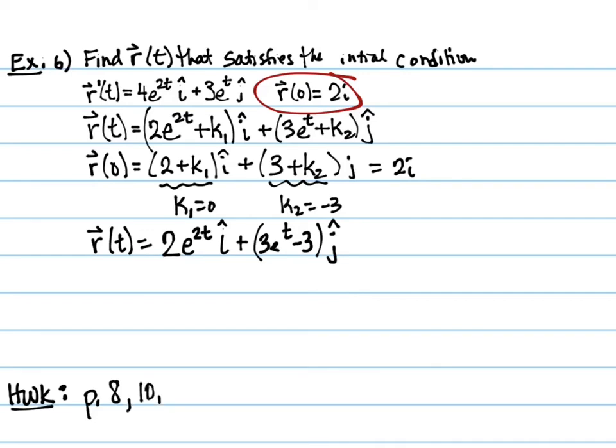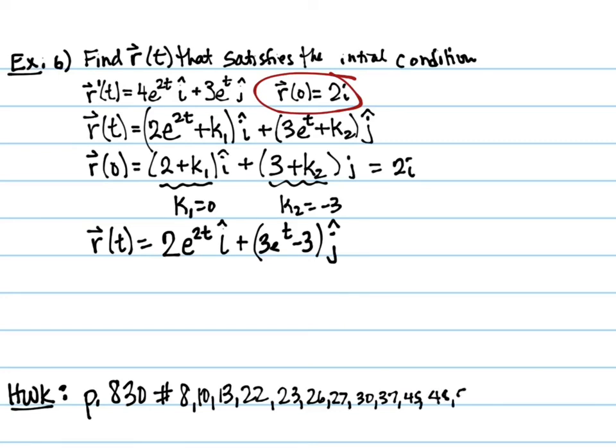So this is page 830. It's numbers 8, 10, 13, 22, 23, 26, and 27, 30, 37, 45, 48, 52, 55, 58, and 61.